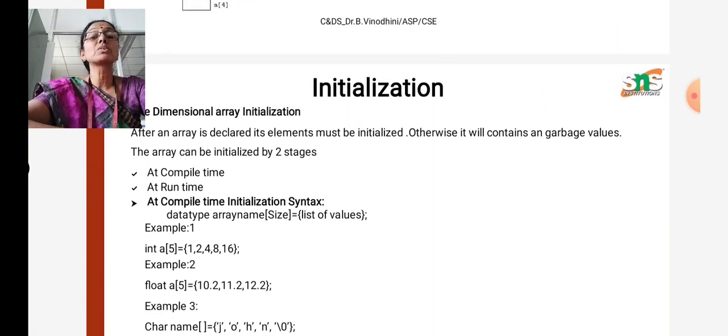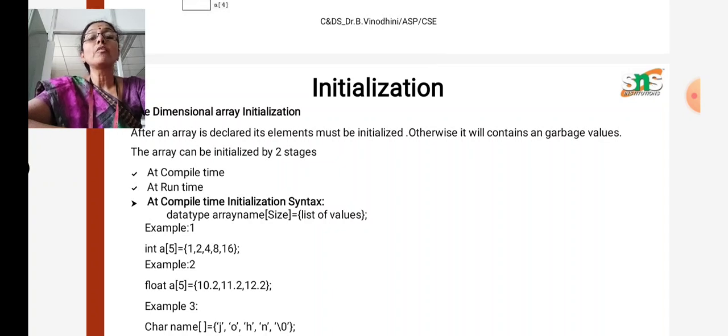For every variable or array we have declaration, initialization, and accessing the elements of the given variable. In terms of initialization, for a one dimensional array we have two types. One is compile time initialization, the other is runtime initialization. Compile time initialization means that in the program itself we assign the values. For example, consider we are creating an array a[5] of integer type.